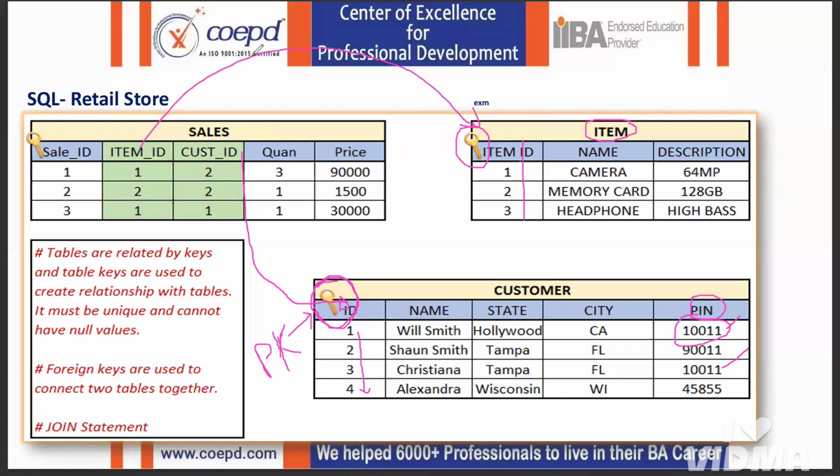So let's see how we can read this data. Sale ID is 1. So what was the item ID?